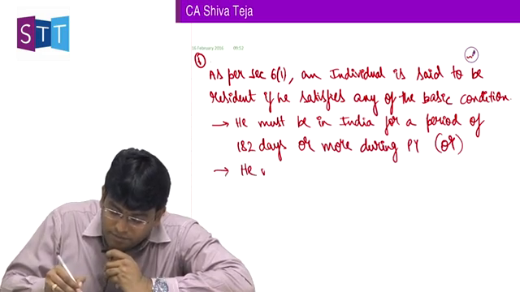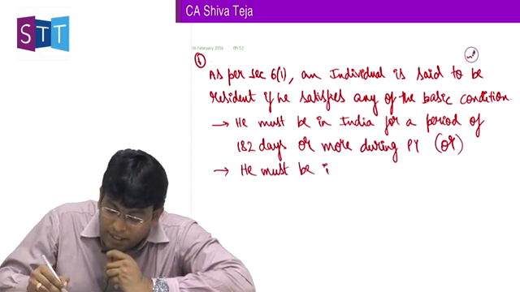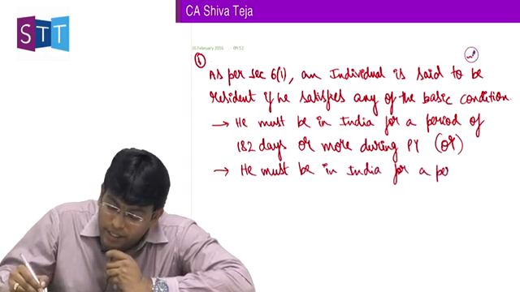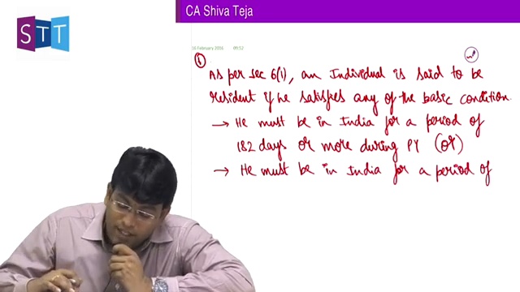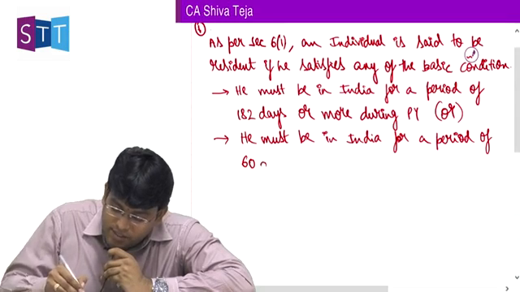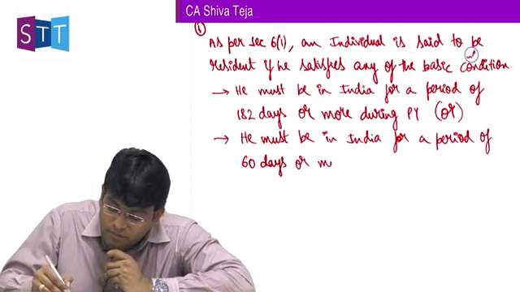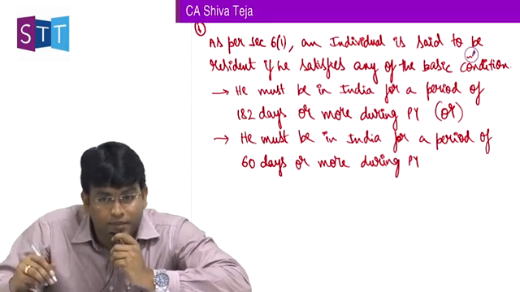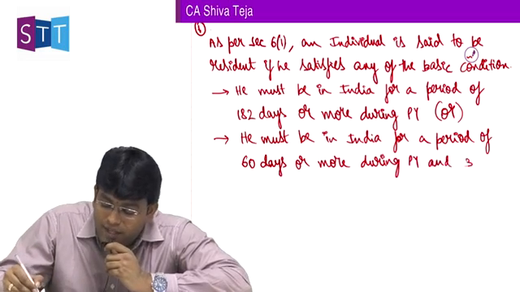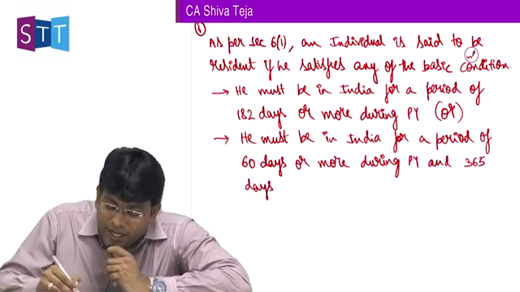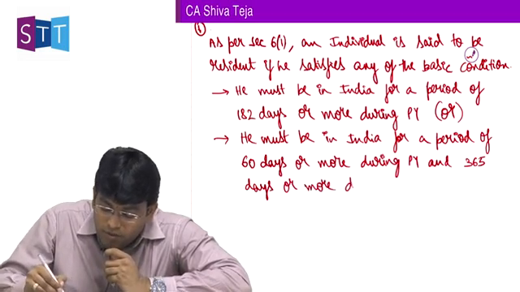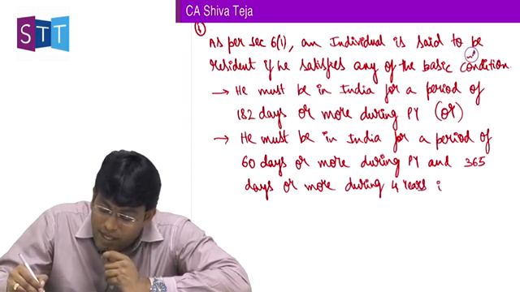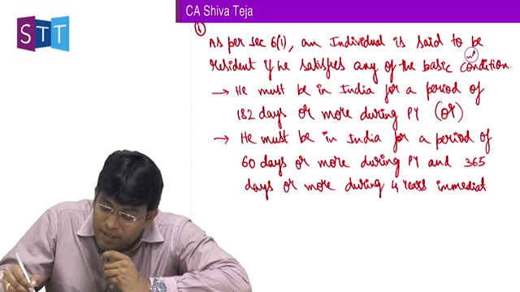What is the second one? He must be in India for a period of, everybody write down please. Nobody should sit silently. He must be in India for a period of 60 days or more during previous year. Previous year you can use shortcut called PY. No problem. Marks will come. And what's the third? 365 days or more during 4 years. See my language, sir. 4 years immediately preceding previous year.